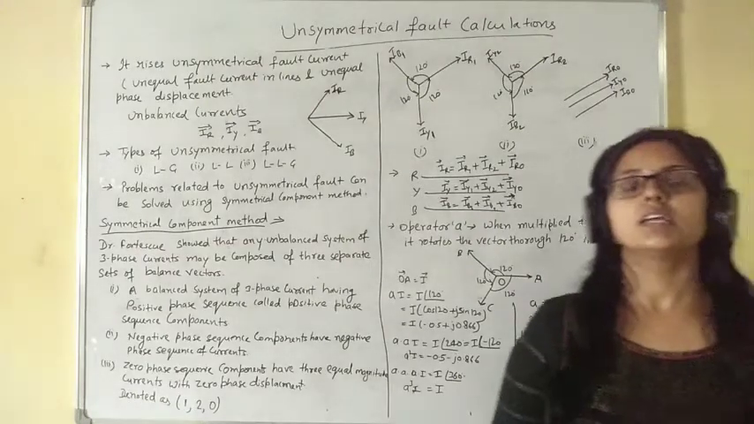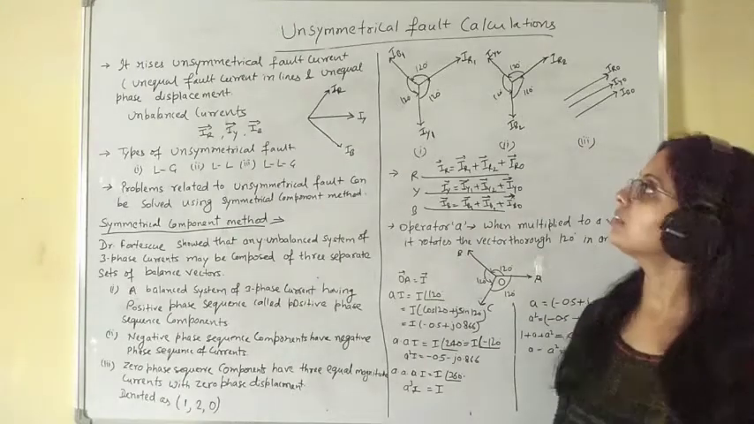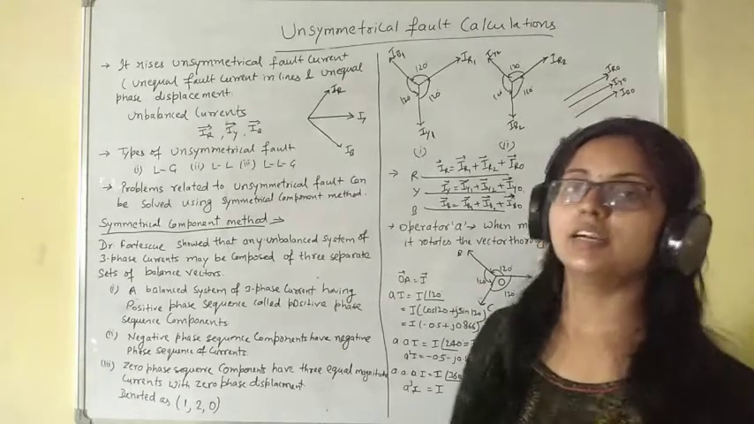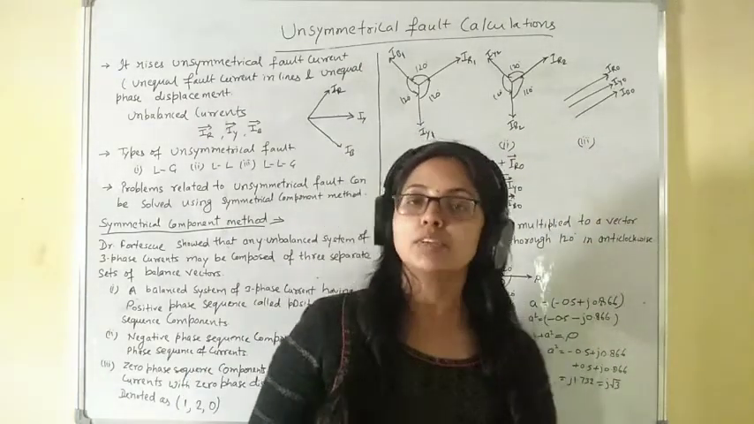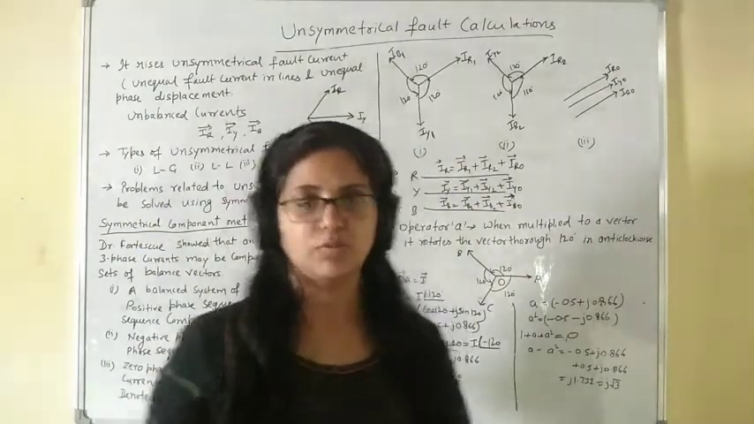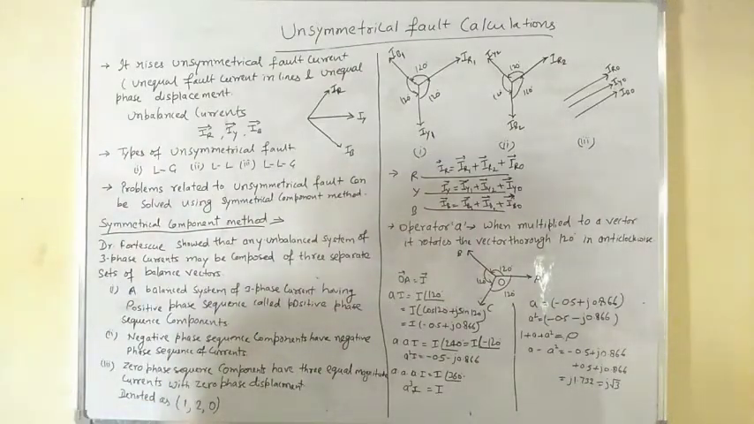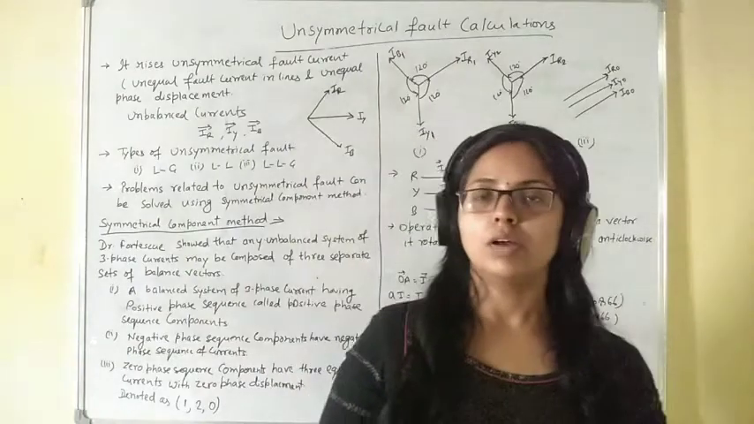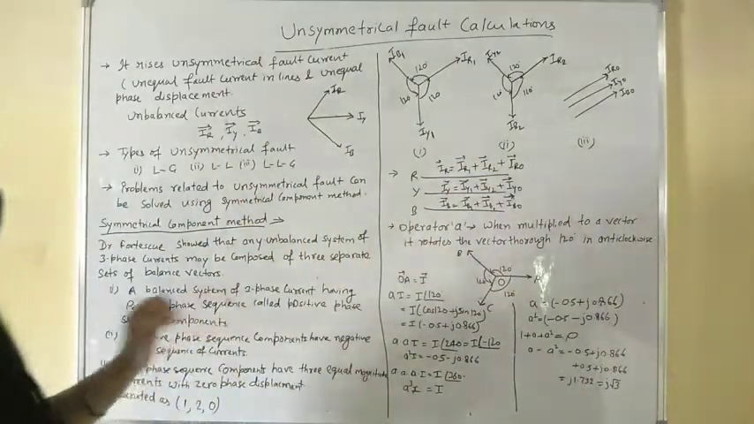Hello students, we are again here to study the next topic of power system protection, that is unsymmetrical fault calculations. Basically, as we know, there are two types of faults, unsymmetrical and symmetrical, in which symmetrical faults are very severe and do not generally occur, but unsymmetrical faults generally occur in all types of power systems. So this is a very important topic to study.